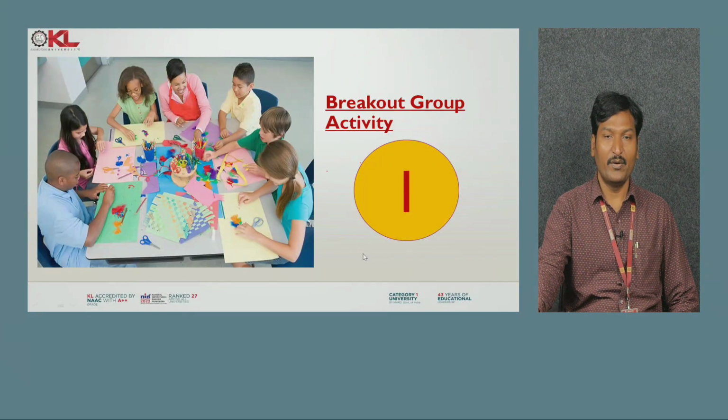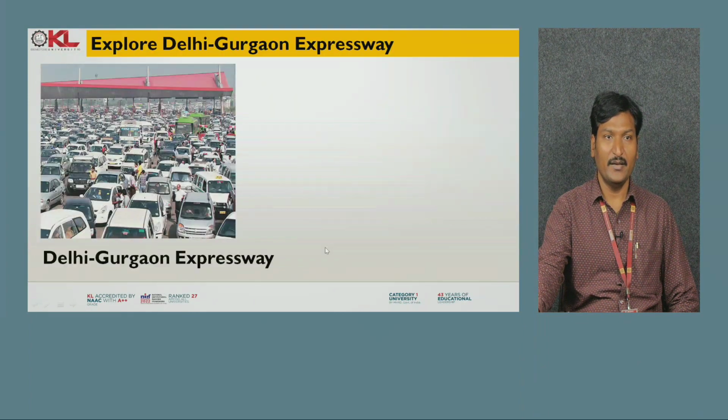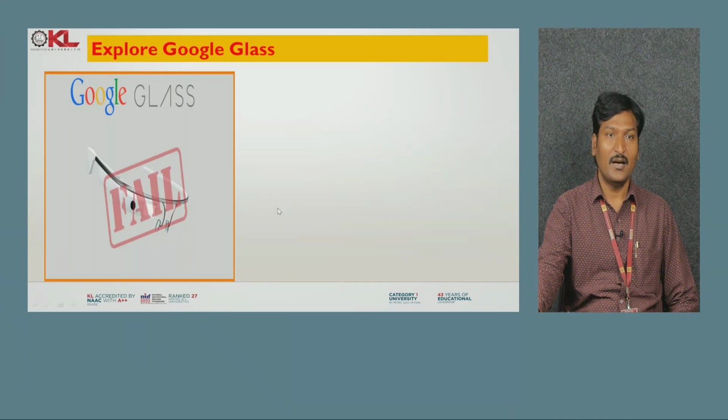Next we discuss the breakout activity. Here is one breakout activity. First, the student has to explore the Delhi-Gurgaon Expressway. It has a very large toll plaza where traffic jams are frequently seen. The student has to know what exactly is happening in Delhi-Gurgaon and what the existing solutions are, and explore the problem. Another activity concerns the Google Glass: how Google Glass failed in the market, even though it is technologically good. Why it failed in the market has to be explored in the breakout activity.